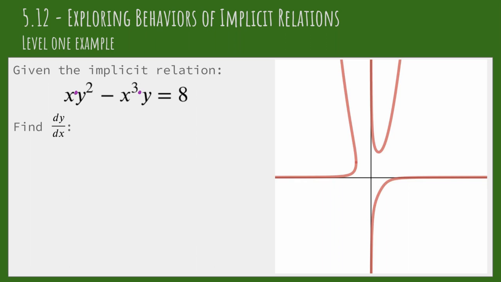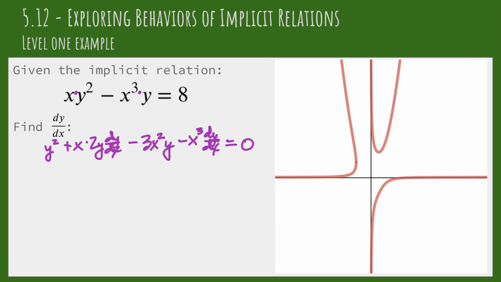So just getting going here, derivative of x is 1 times y squared is y squared, plus the first times the derivative of the second, and then derivative of the first times the second plus the first times the derivative of the second, and then the derivative of 8 is just going to be 0.